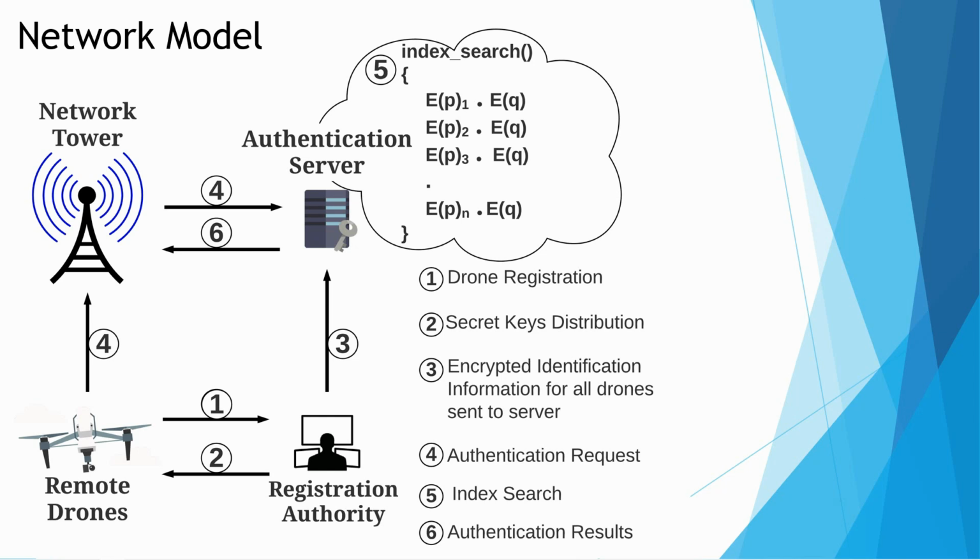Next, we have our authentication server. The authentication server is used to store the encrypted IDs for all drones received from the RA. When a remote drone sends an authentication request, the server will take the drone's authentication request and perform dot product operations between the authentication request and all other drones' encrypted IDs stored within the server, as shown in step 5. And lastly, the authentication server will reject or accept the request after finding the results of the dot product search, as shown in step 6.